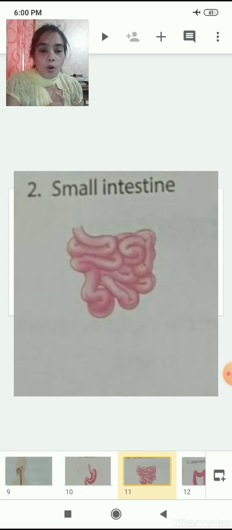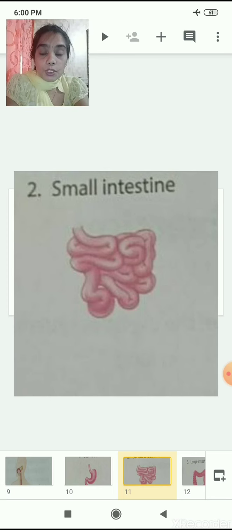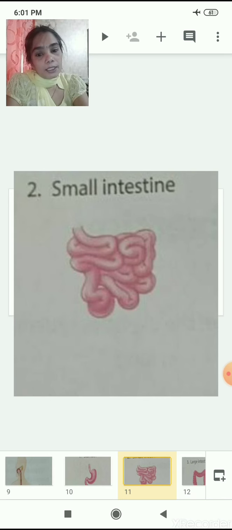The inner walls of the small intestine produce certain juices. From the inner walls, as I said in the previous videos, there is a part called villi. It looks like a finger-like structure. These inner walls of the small intestine produce certain juices. Other organs such as the liver and pancreas also produce juices. The liver produces the bile and the pancreas produces pancreatic juice.